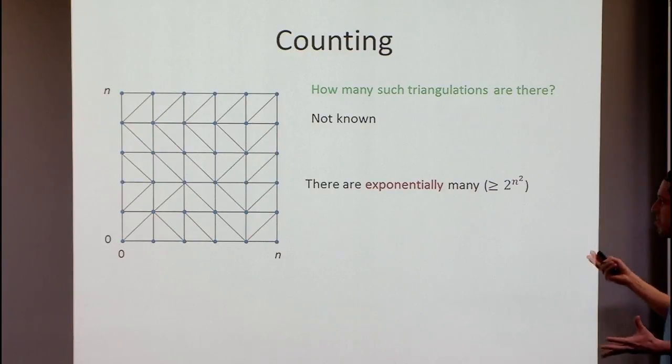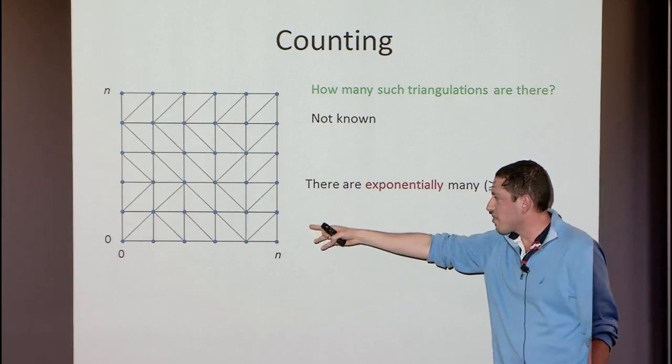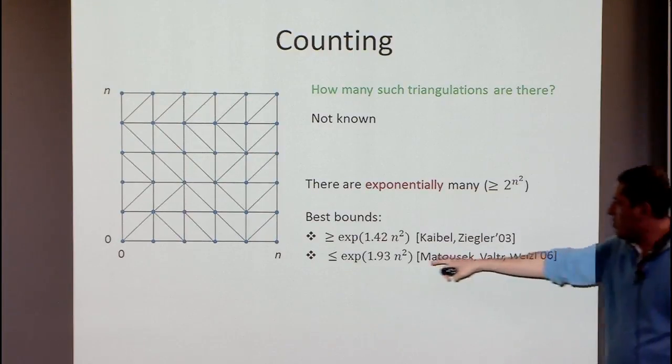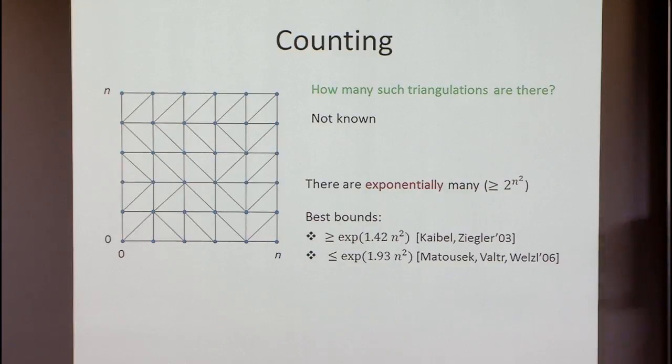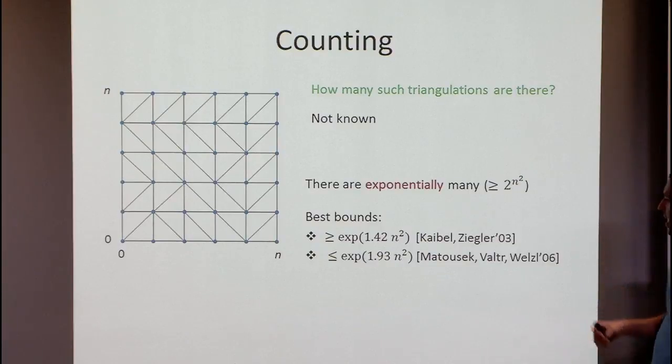But one thing that we know is that there are exponentially many such objects, exponentially in n^2. This is easy to see from this picture, because we have two choices for each of the unit squares here, so there are at least 2^(n^2). And the best bounds that are known are these two. There is a lower bound of exponential in 1.42 n^2 due to Kalbert-Seger, and an upper bound of exponential in 1.93 n^2 due to Matuszek, Wald, and Welz. As you see, these bounds are off by an exponential factor of one another. These bounds have already been obtained with quite involved and fine studies of this process, but the right answer is still not known and far from reach.